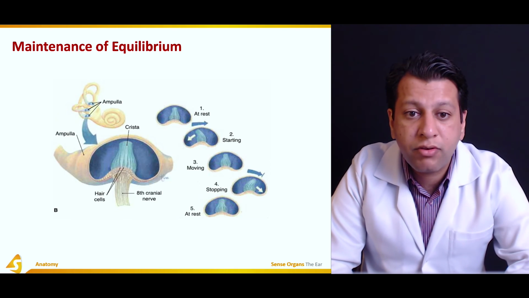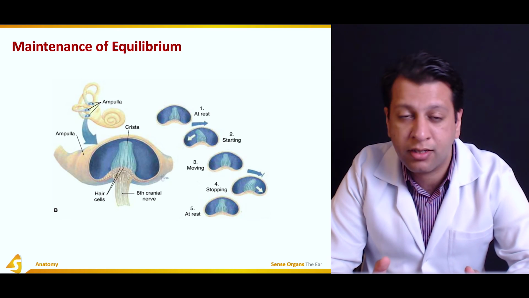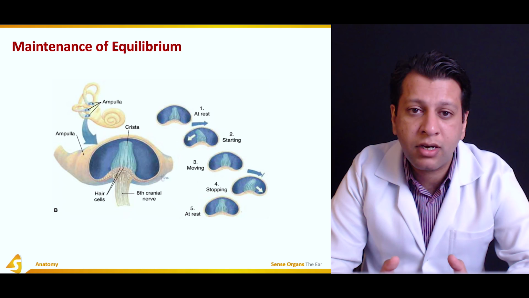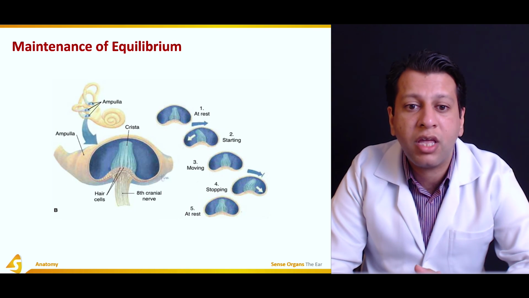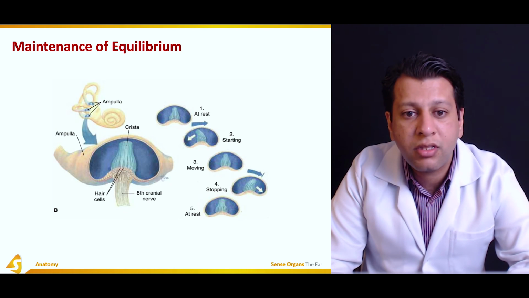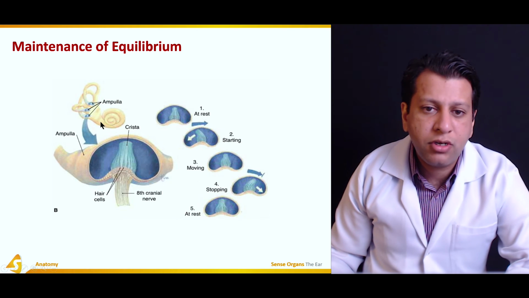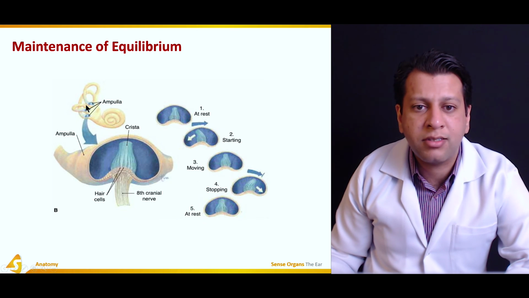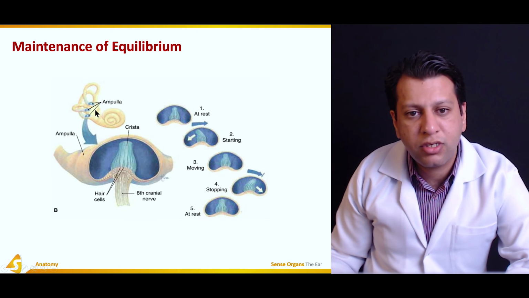Coming to the maintenance of equilibrium in a dynamic form, that is when I'm running, walking, and jumping, or when constantly moving my head like this or this, then instead of the utricle and saccule, there is actually the ampulla, which is situated in the base of all three semicircular canals. And if you can appreciate over here, they're arranged along the three axes, the x, y, and z axis, in such a way that they're 180 degrees to each other.